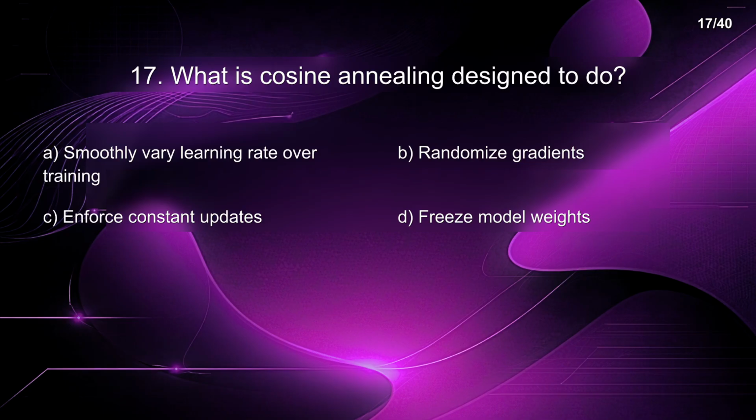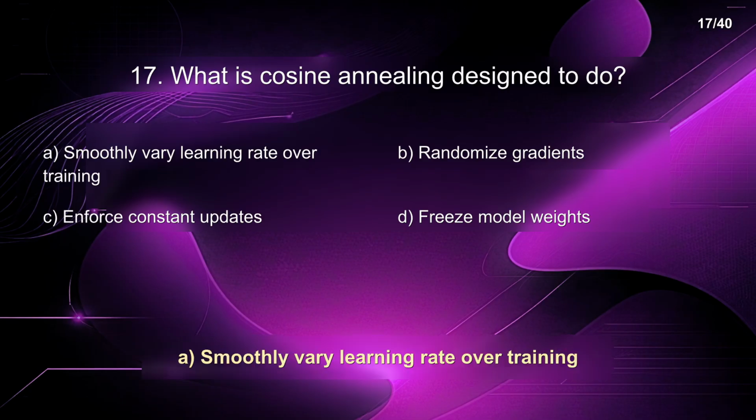17th question. What is cosine annealing designed to do? A. Smoothly vary learning rate over training. B. Randomize gradients. C. Enforce constant updates. D. Freeze model weights. Correct answer is A. Smoothly vary learning rate over training.